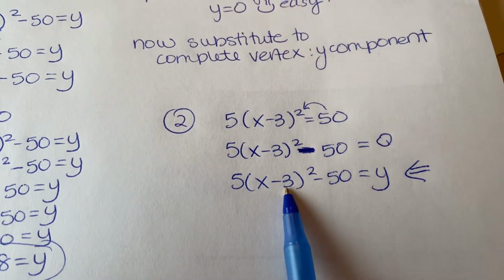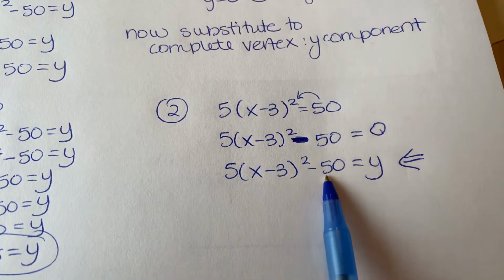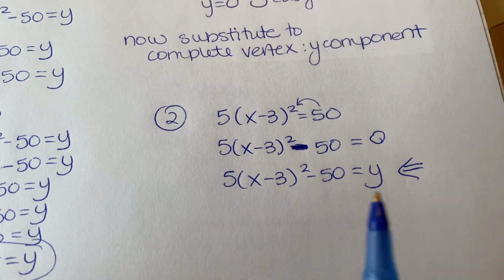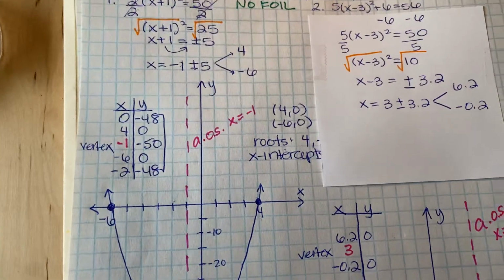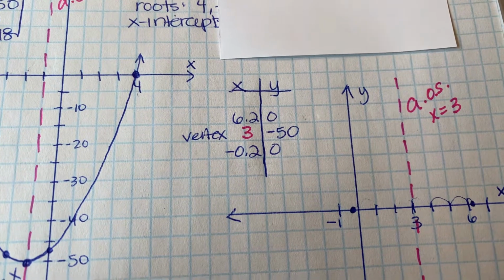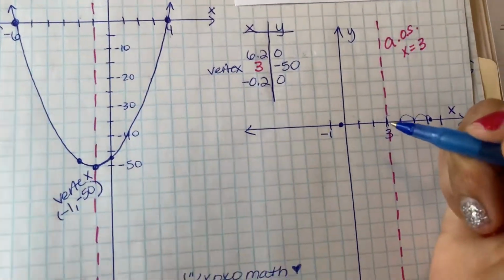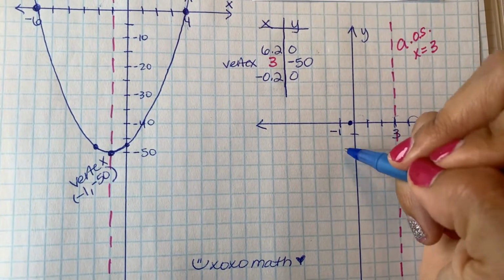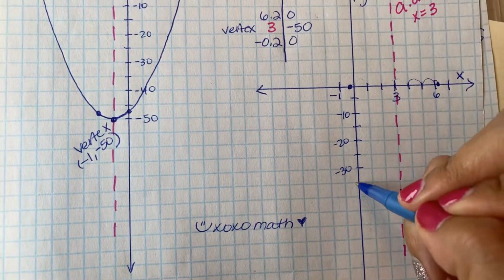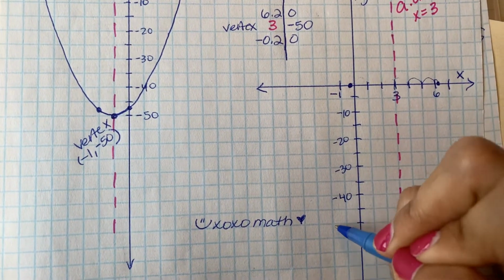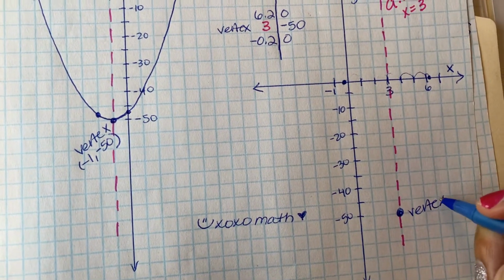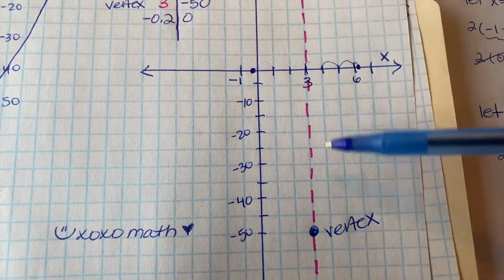Here, what's your vertex? 3, because you go opposite h, 3, what's your k value? -50. So what's my vertex? 3, -50. So here's my 3, -50. Okay, so 3, -50, we can go by 5s. Here's -10, -20, -30, -40, -50. So here is my vertex. I made a really big point. Okay, so my vertex is at 3, -50.